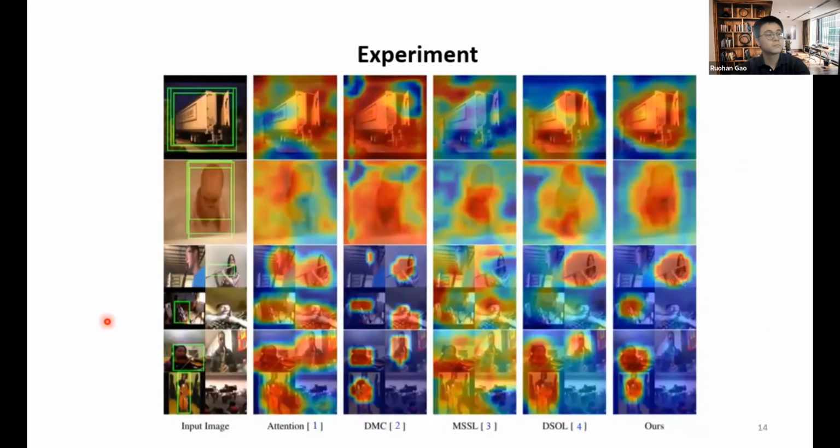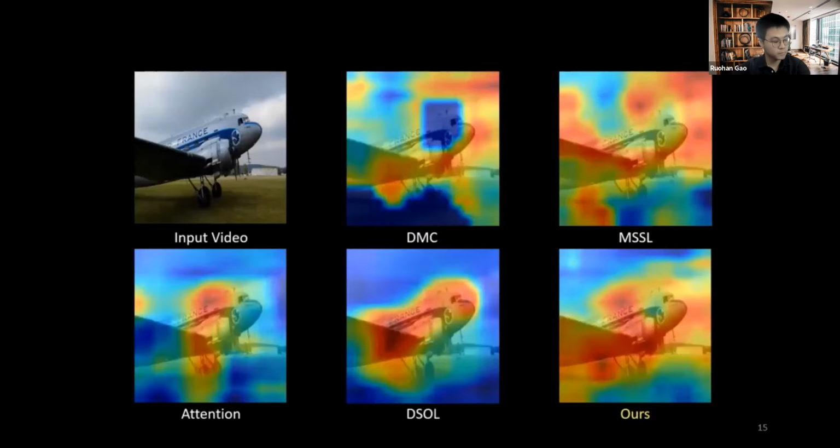And that is our visualization result. The first two rows are from the Flickr dataset, and the remaining two rows are from the Music-Synthetic dataset. That is our demo video.